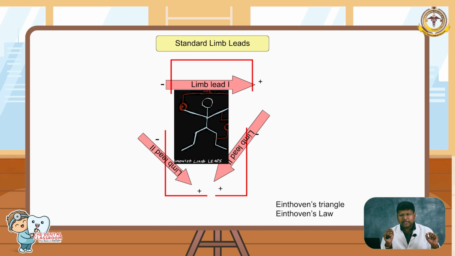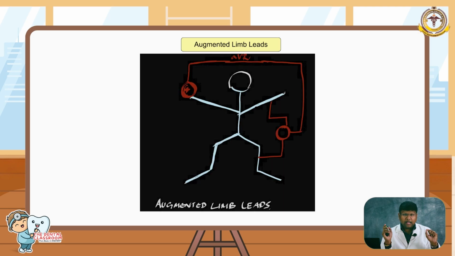The right arm shows the negativity and the left foot shows the positivity. Lead 3 depicts your left arm and your left foot, where the left foot shows positivity and the right arm shows negativity. So, these are the standard limb leads, which you need to understand as the basics of ECG. And there are other leads called the augmented limb leads, depicted as AVR, AVL and AVF.